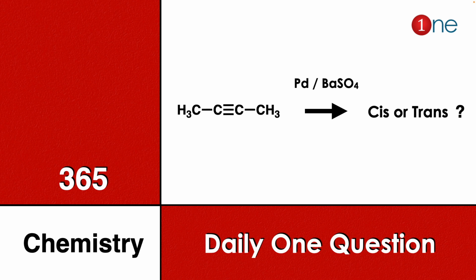Daily one question for you. Here 2-butyne is given. You are reacting it with palladium and barium sulfate. The question is about what type of double bond will form, the cis double bond or trans double bond.